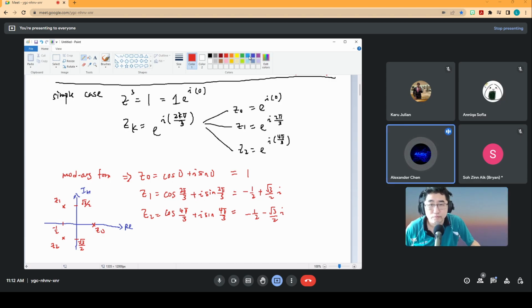Do they form an isosceles triangle? For this one, yes, it is an equilateral triangle. If we join the connections from the center, anyone can tell me what you can observe? The distance is the same. The distance is how much? The magnitude is 1. The magnitude is 1. Of course, the distance is the same. Anything else you can observe?